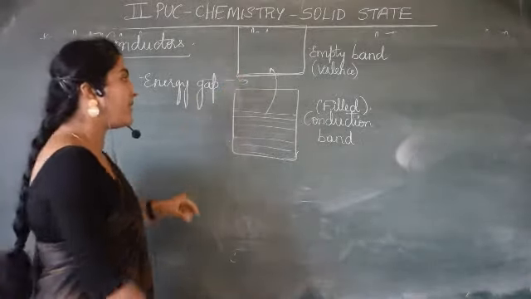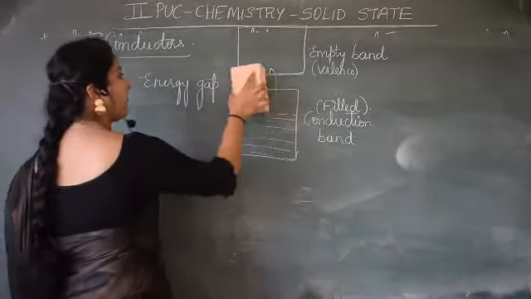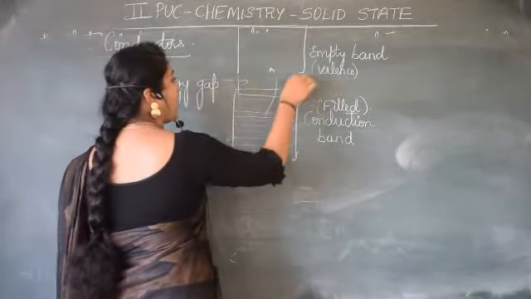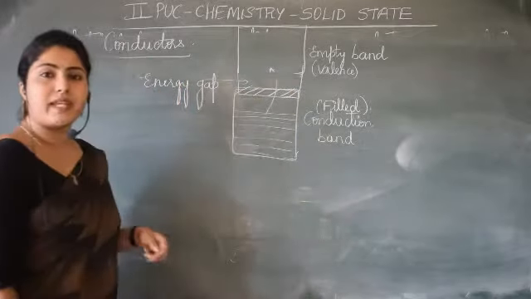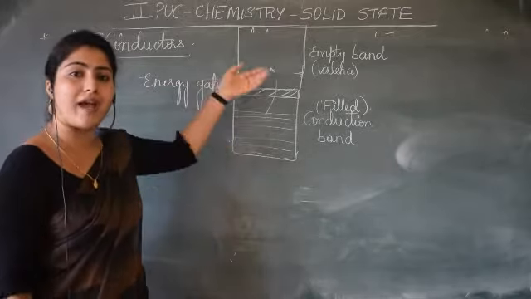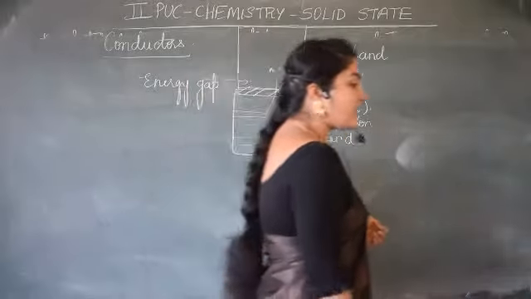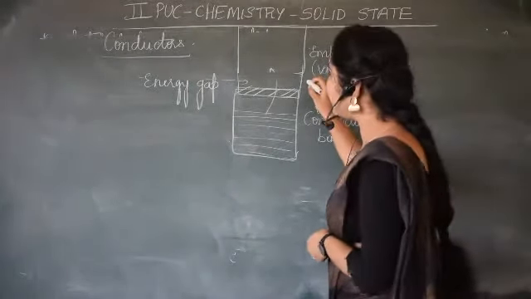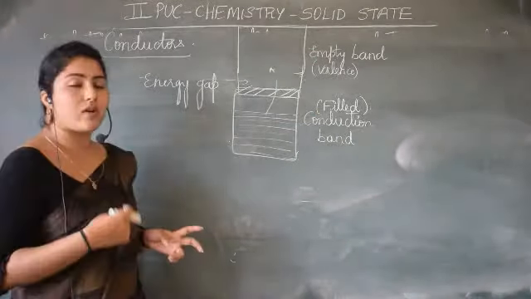One more possibility is if there is overlapping of bands. Overlapping of bands means the empty band has overlapped with the conduction band. Even now, it is easy for the electrons to jump from the lower energy level to the higher energy level, and then conduction of electrons takes place, which leads to conductivity. Such substances are called conductors.